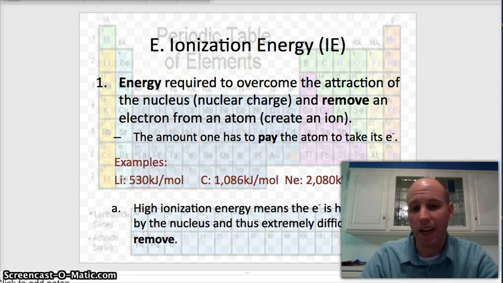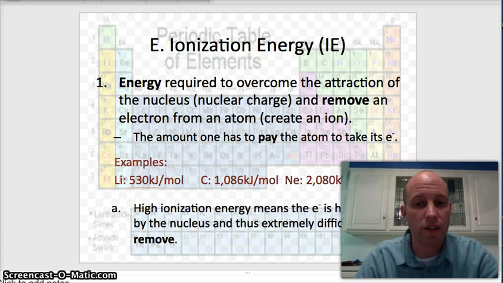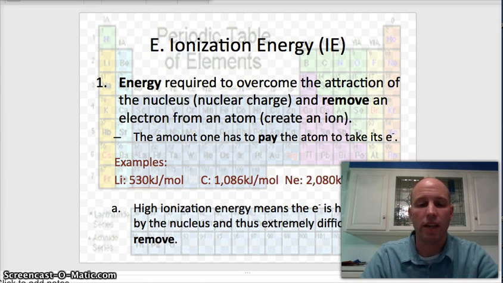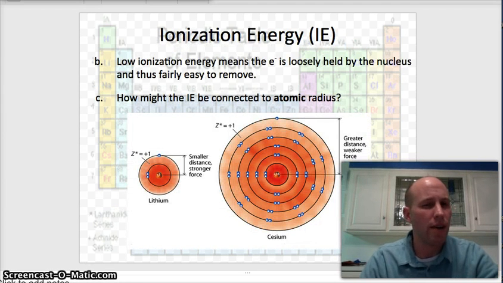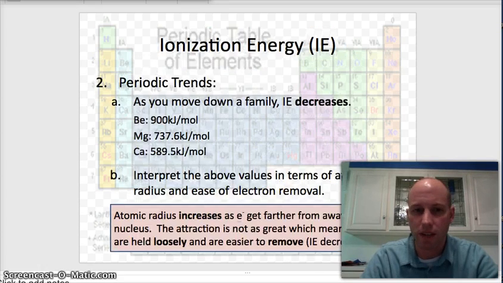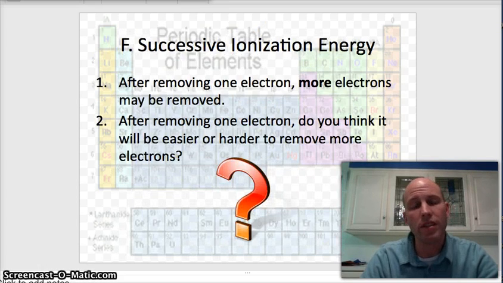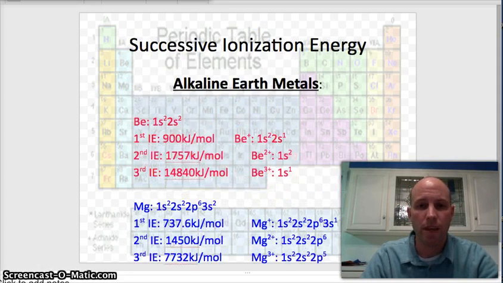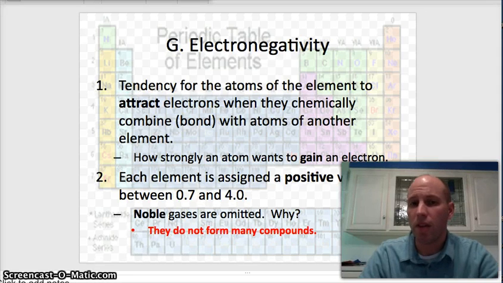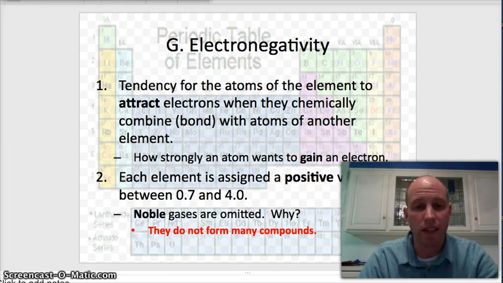We'll move on to ionization energy, or the energy required to overcome the attraction and actually remove an electron. Once again, we'll look to see how does that work vertically and horizontally, and that will segue into the successive ionization energy. We will wrap things up with a look at electronegativity, which is the tendency of an element to attract electrons. So which ones are going to really want more electrons, thus having a high electronegativity? And again, we'll look at this one both vertically and horizontally.